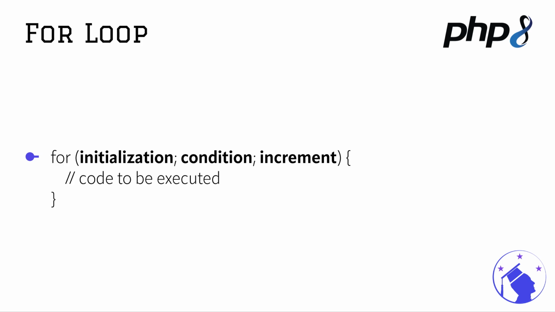The for loop is used when you know in advance how many times you want to execute a statement or a block of statements. The syntax of a for loop is like this. We will type for, and inside the parentheses, the first part is initialization, the next one is condition, the next is increment. And inside the curly braces, we will type the code that we would like to execute.